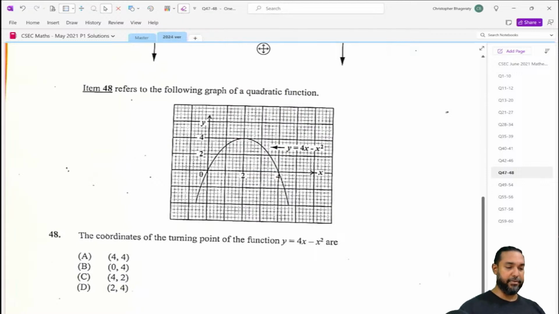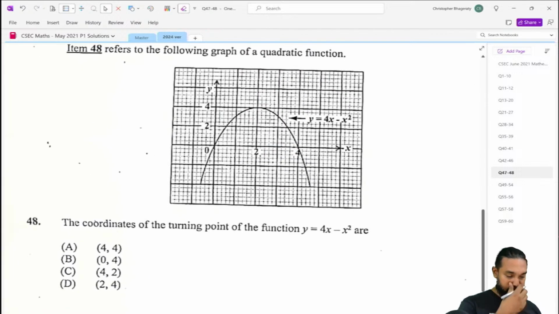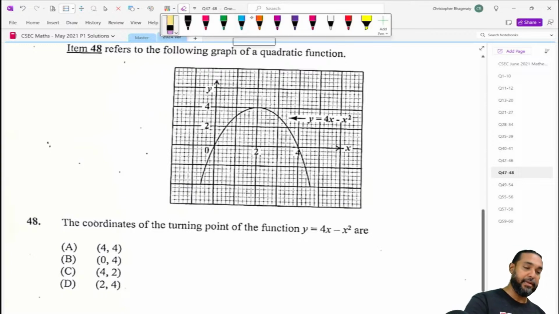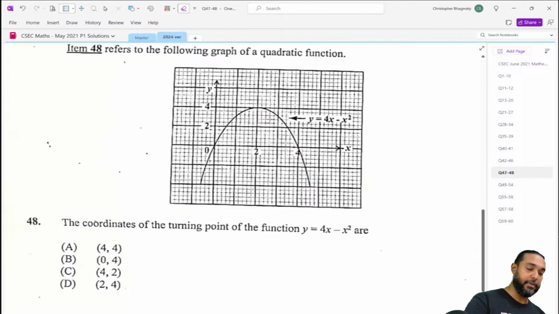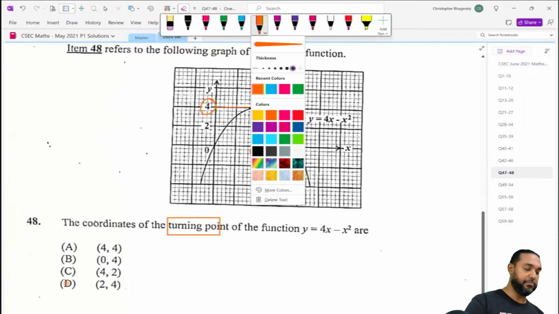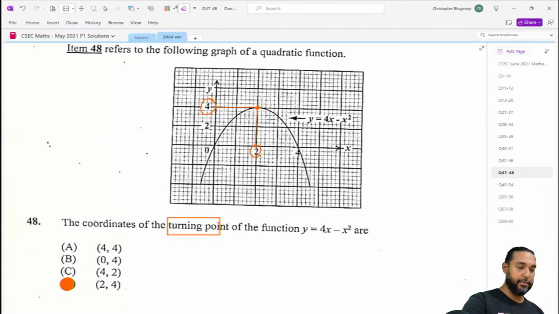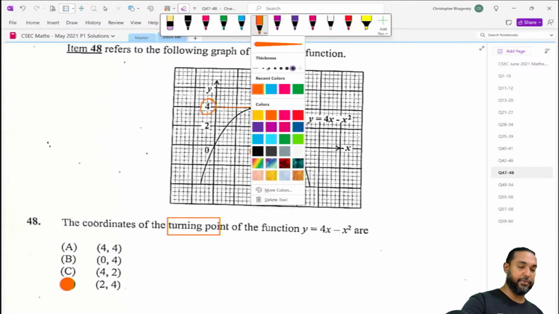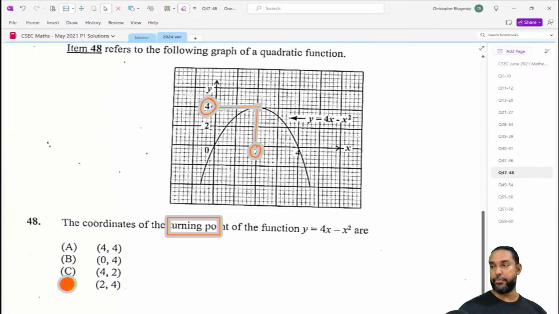Okay, item 48 refers to the graph of a quadratic. So the quadratic has a turning point. Look what they asked for this time. They asked for the turning point. What do you think? Right. The turning point is the max or minimum point on the graph. And if you read down to the x-axis, we get what? We get 2. And across to the y, we get 4. So 2, 4. Yeah. Okay, so that's 47 and 48. So I'm assuming we're good there.